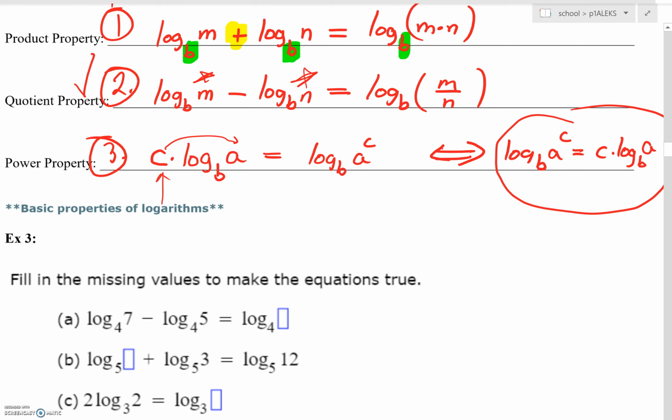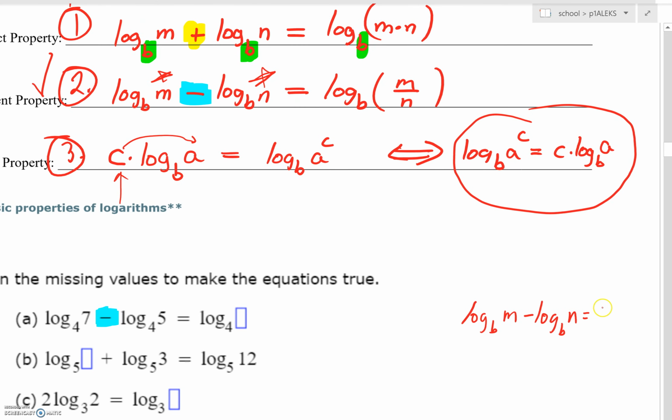For letter A, for number 3, fill in the missing values. Well, I hope something really, really jumps out at you. You can see that you've got a minus right here, and my goodness, that's going to be property number 2. And guys, property number 2, I'm going to write this off to the side. It's the log base b of m minus the log base b of n equals, well, I can move this over just a little bit, log base b of m over n. That means right here is m, right here is n. You would expect to see m over n, wouldn't you?